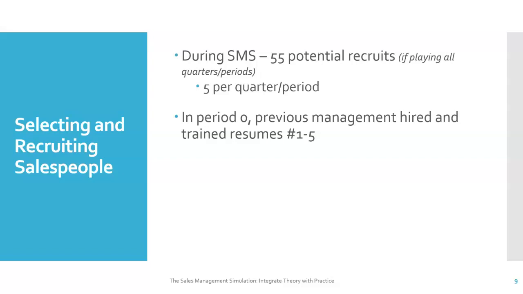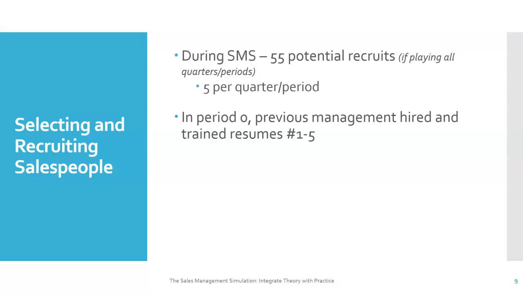Period 0, when you begin, you already have 5, and they were all trained and hired. So if you go right now to candidates' resumes and you look at 1 through 5, that's going to be your beginning sales force. And they're going to be, at least for period 0, where they're at. The first decision you're going to make is about period or quarter 1. So you can move them around, you can change their salary, you can fire someone, you can give someone more training. All of that's your choice.